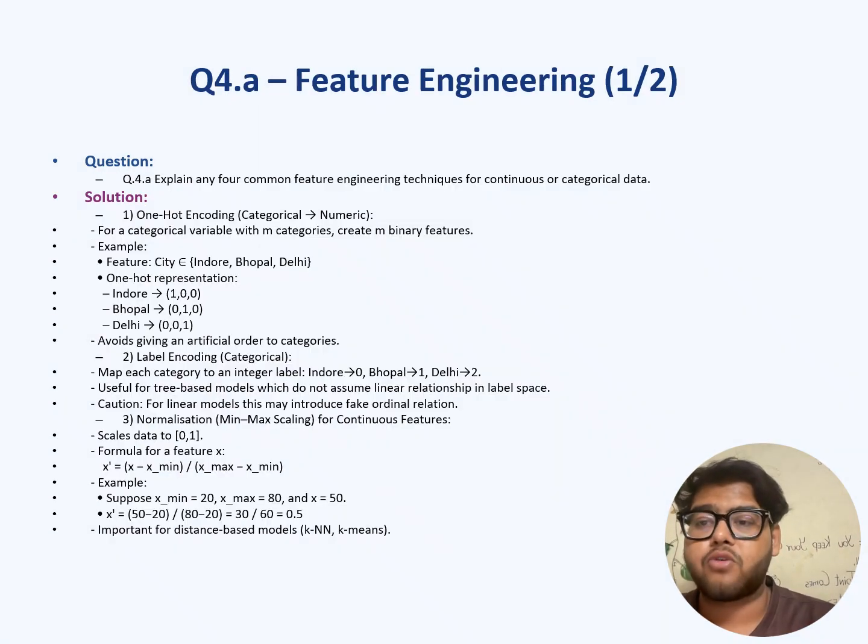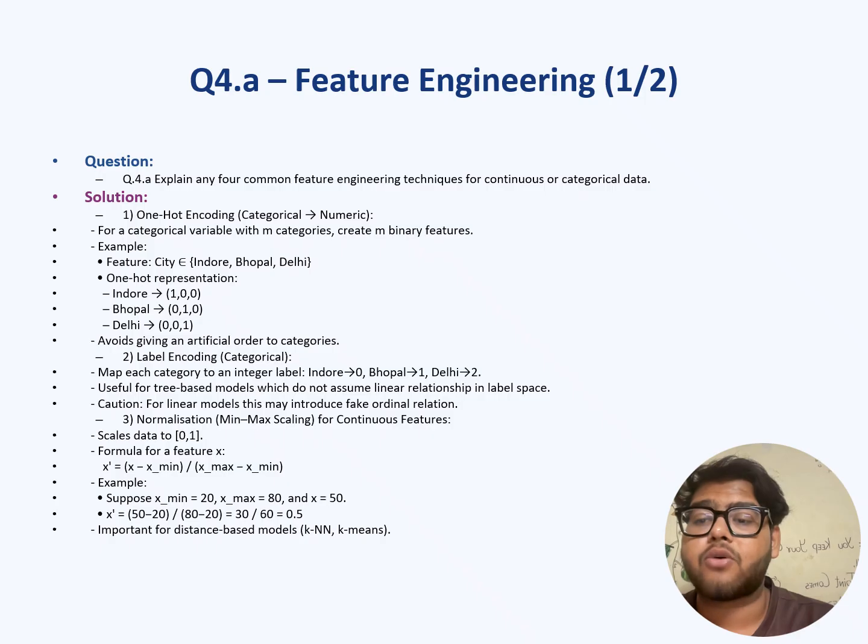So question number 4 is: explain any 4 common feature engineering techniques for continuous or categorical data. First is one hot encoding, categorical to numeric. For a categorical variable with m categories, create m binary features. Example, feature city: Bhopal, Indore, Delhi. One hot representation: Indore 100, Bhopal 010, Delhi 001. It avoids giving an artificial order to categories.